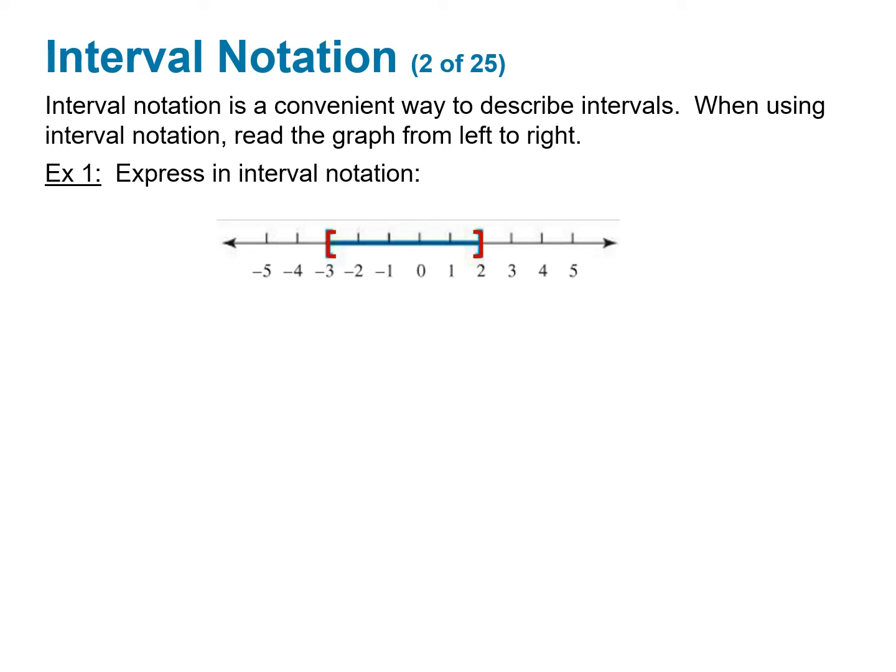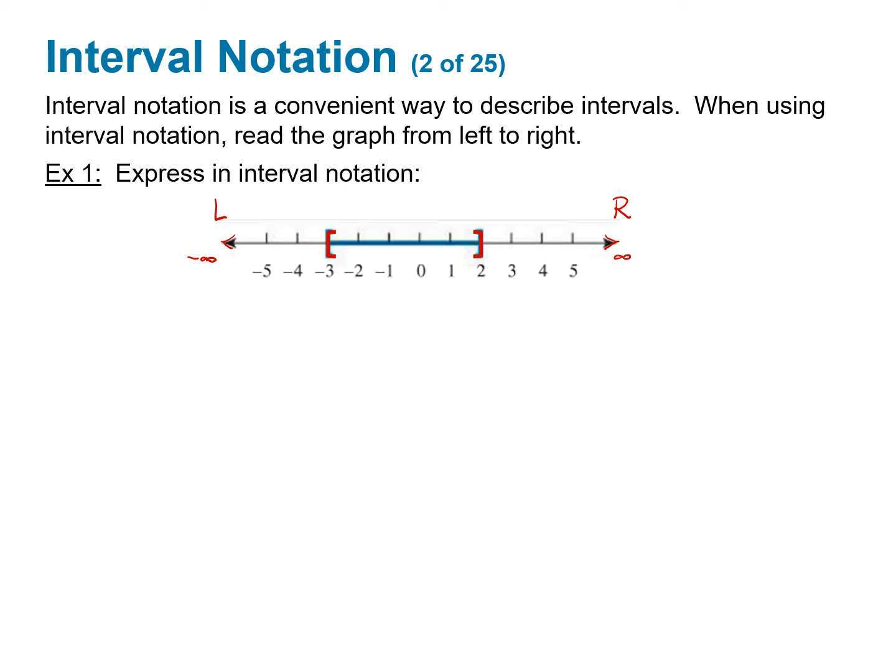Interval notation is a convenient way to describe intervals. When using interval notation, read the graph from left to right. Just like we do in a regular book, we read graphs in the same way. This graph goes on forever in the left and on forever in the right. This is negative infinity all the way to positive infinity. With those arrows, it just means it's going to go forever. However, our interval is specifically noted in a particular part.